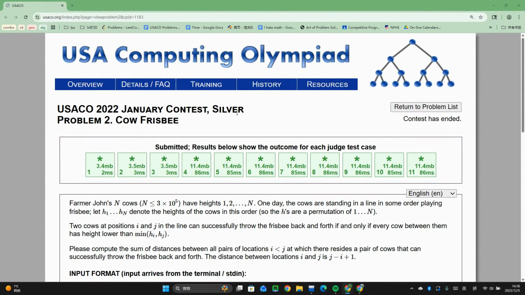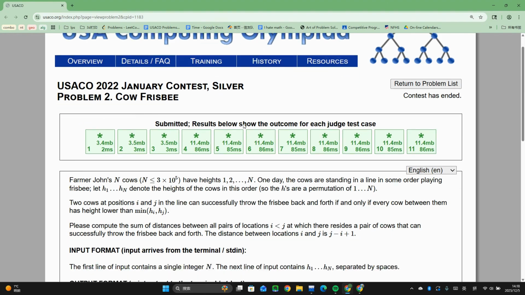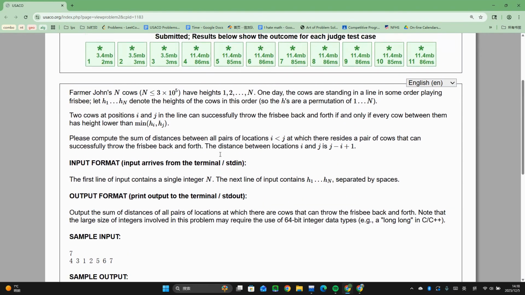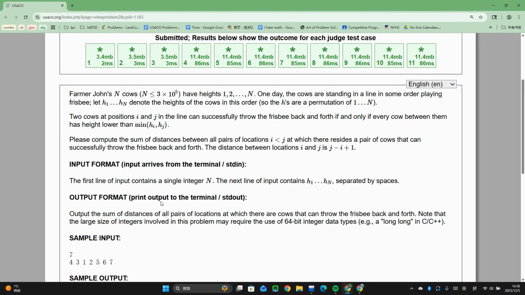Hello everyone, the problem that we're looking at today is classic silver difficulty and classic silver algorithm. We're looking at the same concept as yesterday, and this time's problem 2, cow frisbee. Basically, you're trying to find the number of pairs of cows that can throw frisbee with each other, and that can only happen if all the cows in the middle of these two cows have height less than the minimum of these two cows.